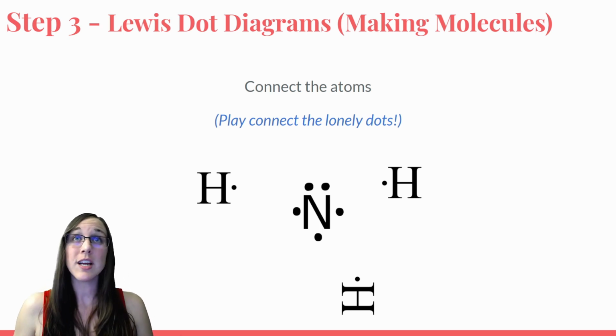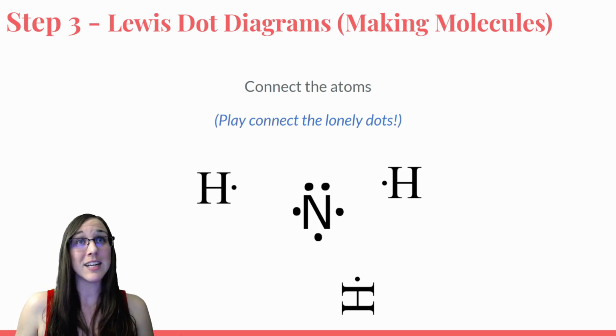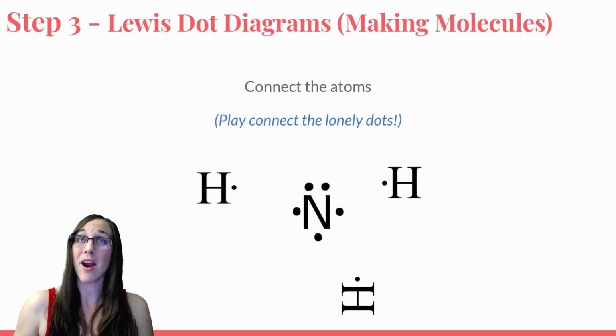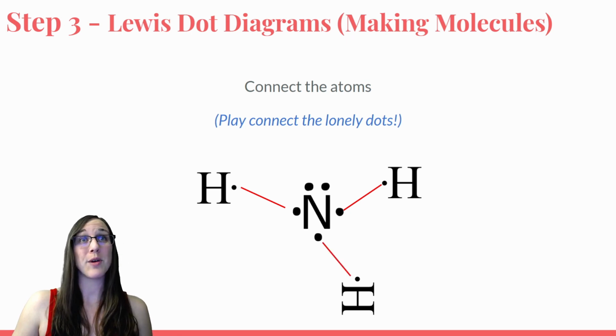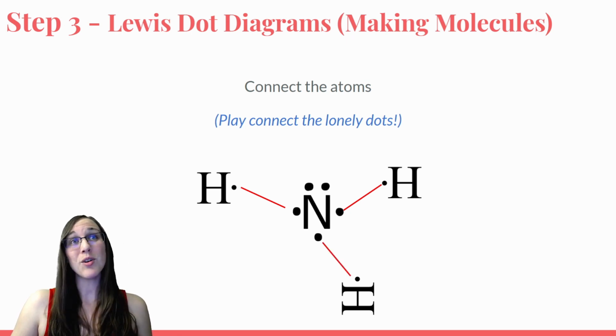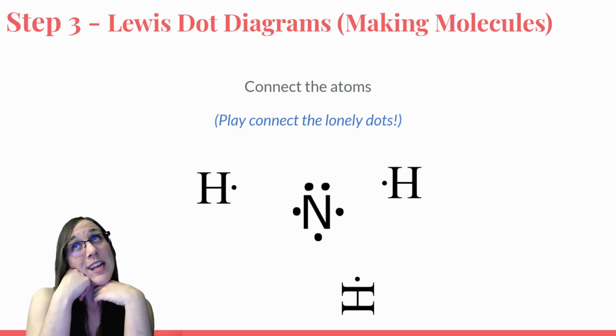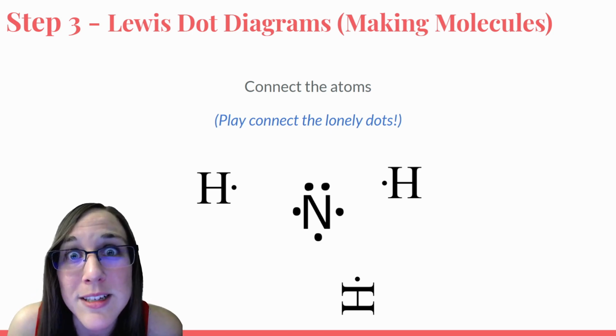So you're going to play connect the lonely dots. You're going to basically see wherever there is a dot that doesn't have a pair and connect the atoms together. Let me show you. So hydrogen can connect there, another hydrogen can connect there, and boom, we have 3 bonds. We have no more lonely electrons. They all have a date. All the lonely electrons, where do they all come from? They come from unbonded Lewis dot diagrams.